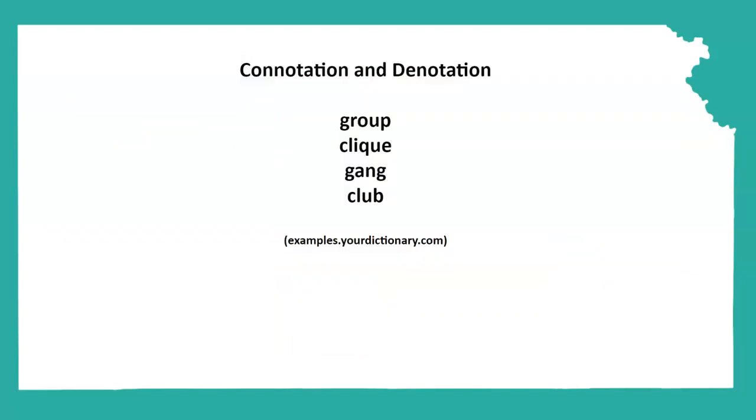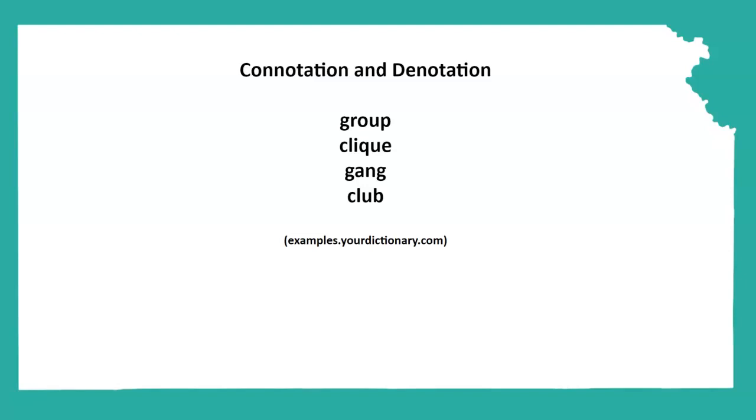Semantics also includes the understanding of connotations and denotations of words that are synonyms, as there are slight differences in the meanings depending on our association with those words. So just quickly, denotation is the actual literal dictionary definition of a word. And all of the words on your screen literally mean a set of more than one person. However, each one of them has a slightly different connotation. And connotation is the emotional connection we make with the word, or the cultural association with the word.